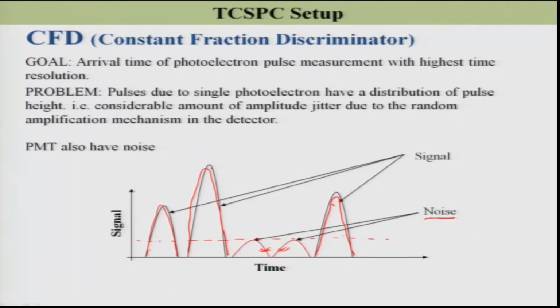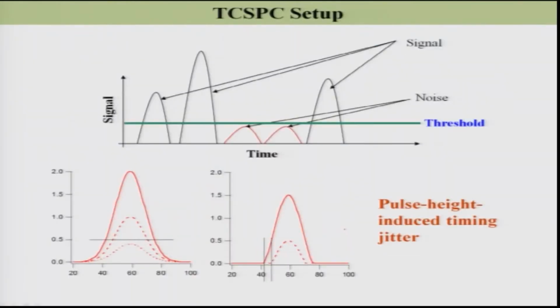Now, you see that when I put this kind of threshold over here, and I am just showing it with a Gaussian type of pulse, so I am now putting this threshold over here.